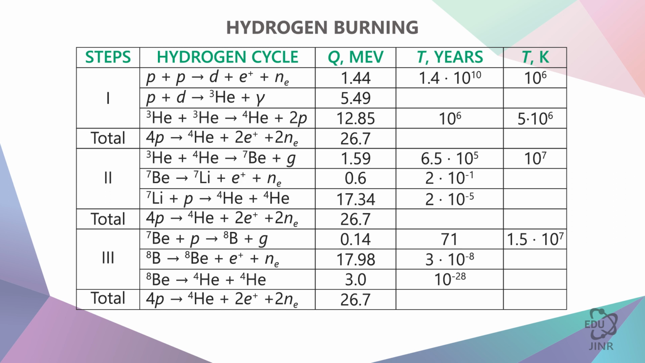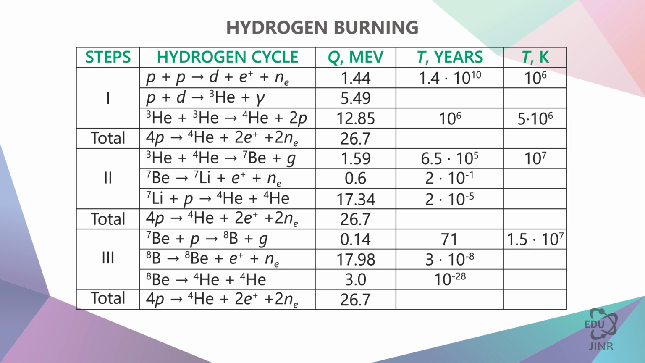Here is a clear summary of the 3 stages. We have already discussed the first stage. At the second stage, helium-3 interacts with helium-4. Again, it turns out that 4 protons give helium-4. And at the third stage, beryllium interacts with a proton with the same results. The combustion of hydrogen is the most crucial point. Hydrogen burns, releases energy, and this energy is spent on the conversion of hydrogen into helium.